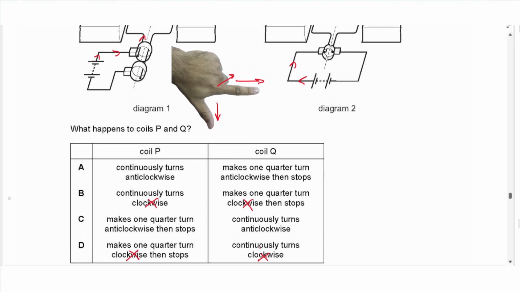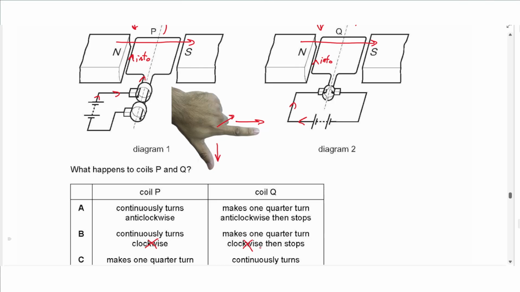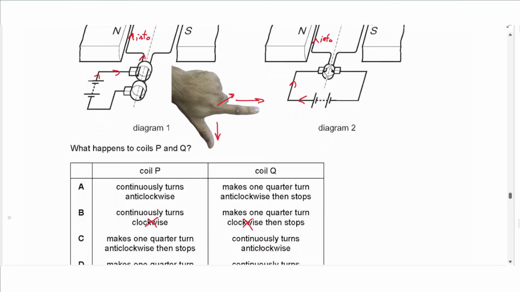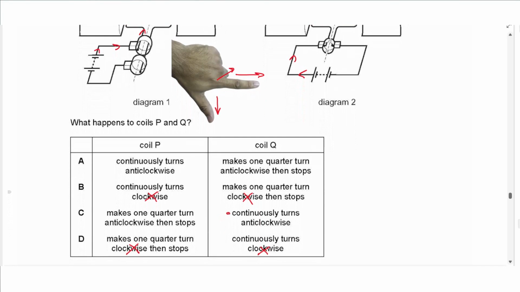For the slip rings in a motor, that would cause a quarter rotation and then it will stop or go backwards. For a split ring commutator, it will keep rotating in the same direction. So continuous rotation for Q and quarter rotation for P. So the answer is C.